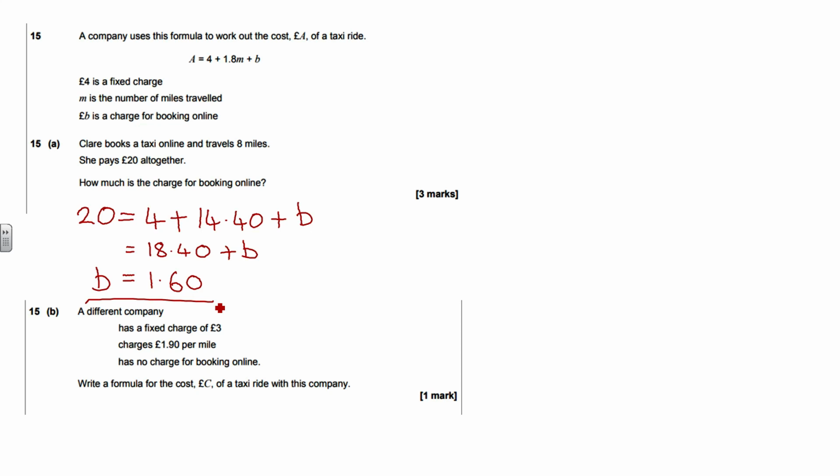Okay, 15B, a different company has a fixed charge of £3, charges £1.90 per mile, has no booking online fee. What is the formula for the cost £C of a taxi ride with this company? So this company, their cost £C is made up of the fixed £3 charge plus a charge of £1.90 per mile. You could also have 1.9M, there is no need to put £1.90 or 1.90. So there we go, £3 fixed charge plus £1.90 per mile.